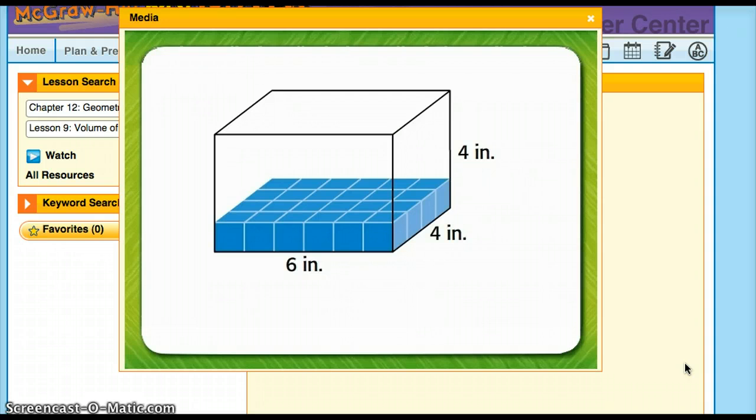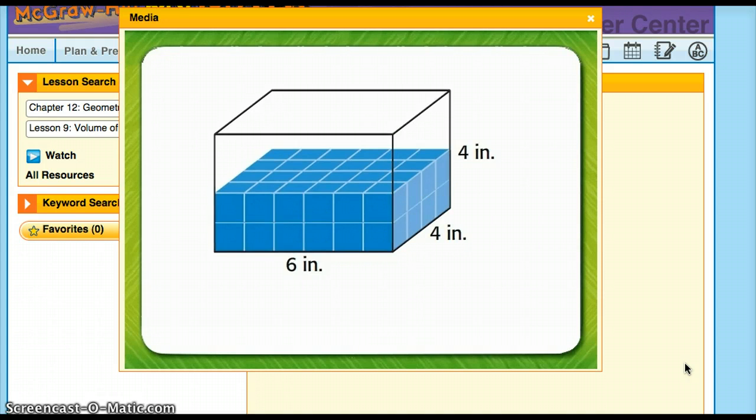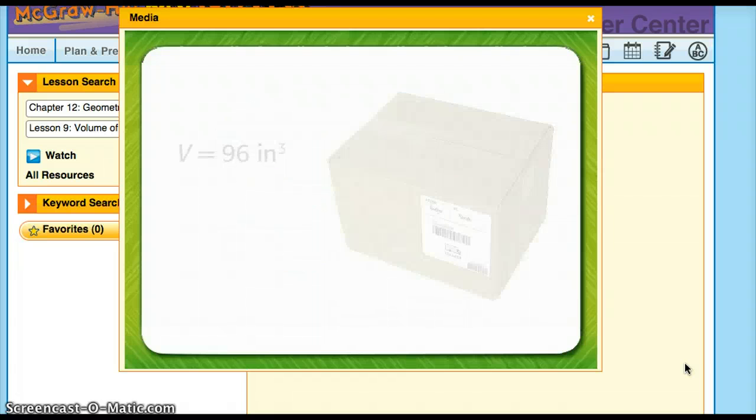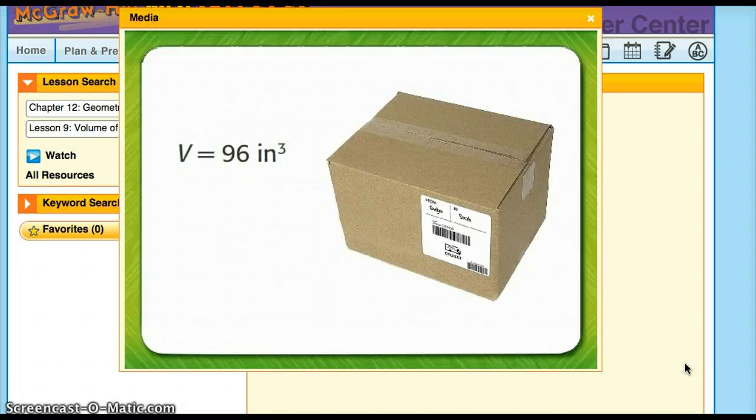The package is 4 inches high, so it would take 4 layers to fill the box. 4 times 24 equals 96. So the volume of the package is 96 cubic inches. Evelyn's box has 96 cubic inches of space for cookies.